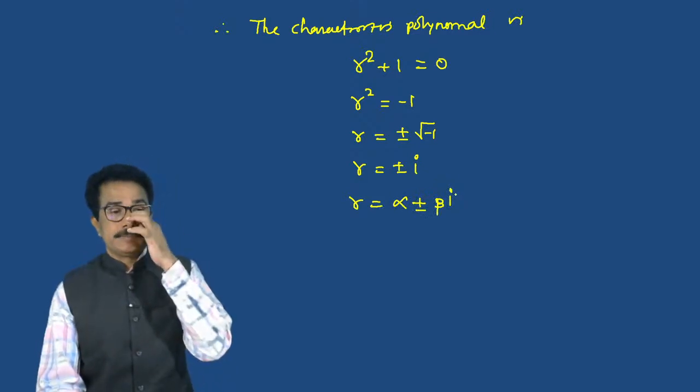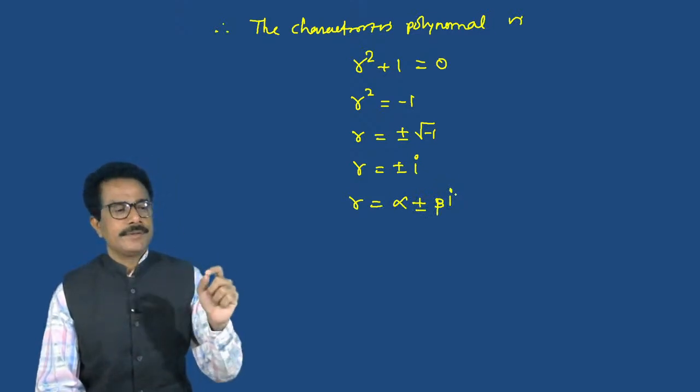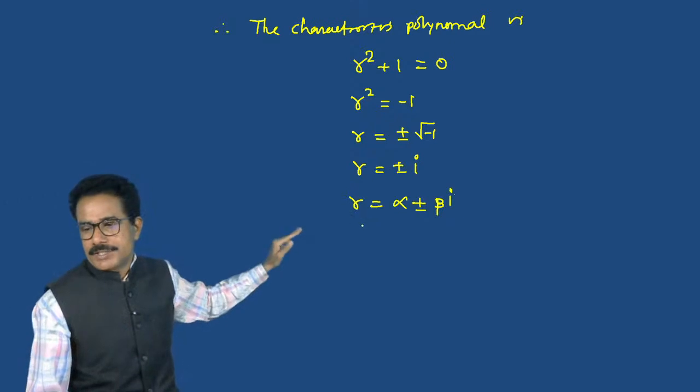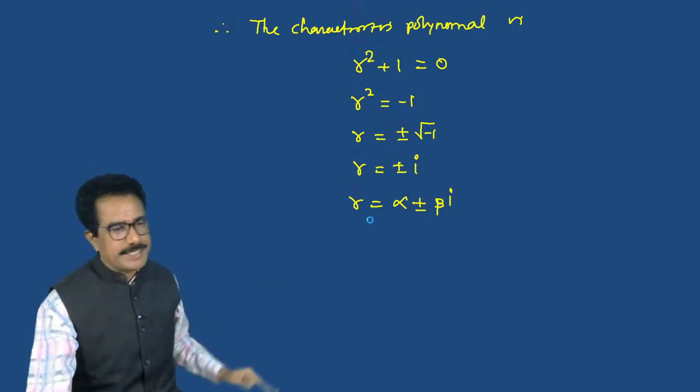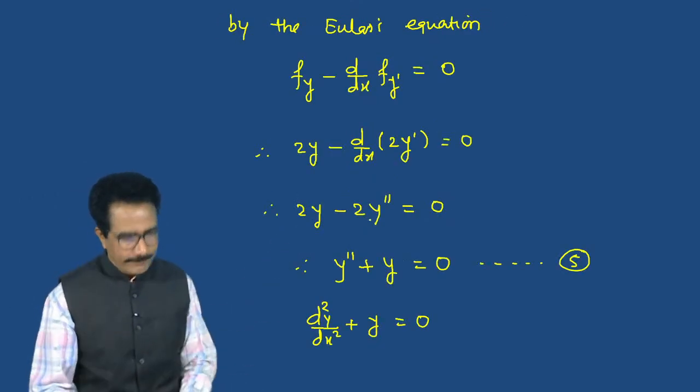And if the roots of a characteristic polynomial are complex, what do we get? Okay, very good.